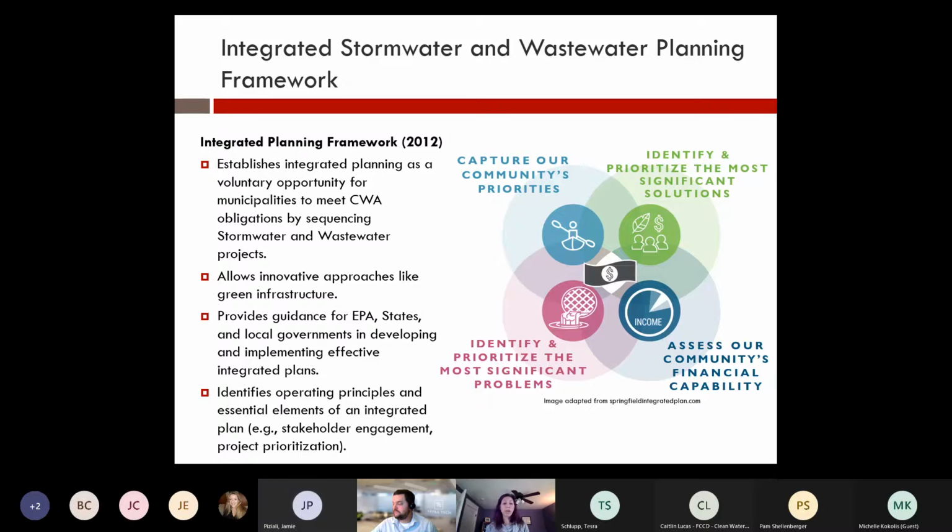What's nice about integrated planning is it gives you the flexibility to look at innovative approaches like green infrastructure. And the other thing that is really helpful is that there's guidance documents out there. We have some technical assistance available currently so that if you wanted to look at your alternatives and sequence your projects and prioritize based on community values, do stakeholder outreach, look at adaptive management, integrated planning allows for all that to take place.